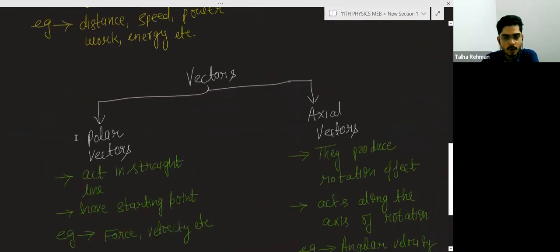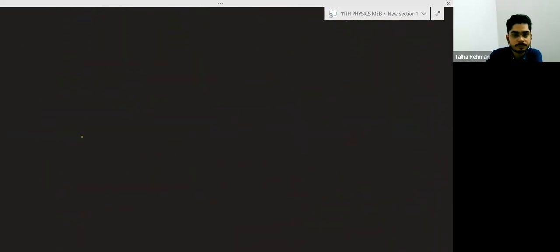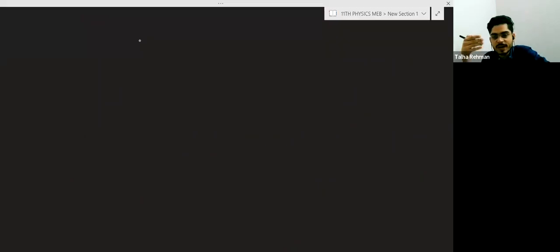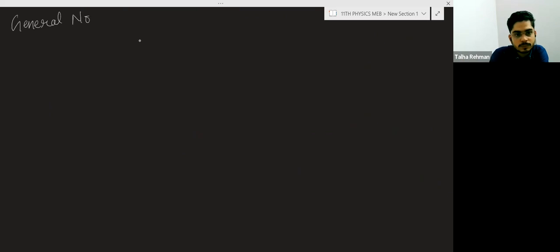So now, there is a requirement of the representation of the vector also. How we represent the vectors. Representation.